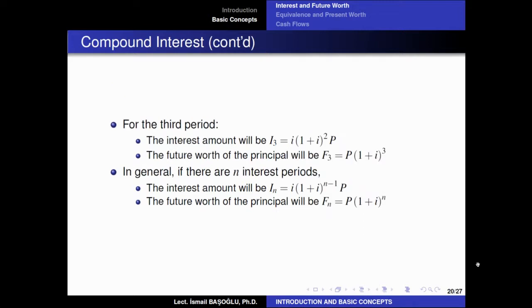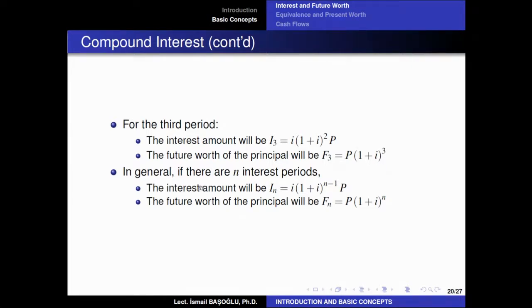And we can continue this operation. We can calculate the third period or third year's interest amount, which will be calculated over the future worth in the end of the second year, which is P times (1 + I) to the power 2. If you multiply the future worth in the end of the second year with the yearly interest rate, then that is going to be the interest that you are going to be charged for the third year. And the total future worth in the end of the third year of this principal will be P times (1 + I) to the power 3.